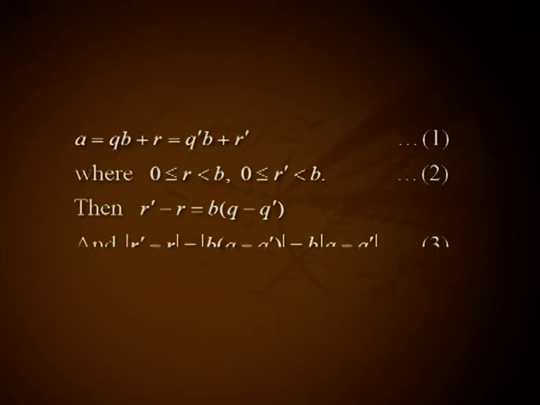Suppose that a has two representations of the desired form, say a = qb + r = q'b + r', equation 1, where 0 ≤ r < b, 0 ≤ r' < b, equation 2. Then r' − r = b(q − q'), and |r' − r| = b|q − q'|, equation 3. Also, from the inequalities in 2, we have −b < −r ≤ 0, equation 4, and 0 ≤ r' < b, equation 5.